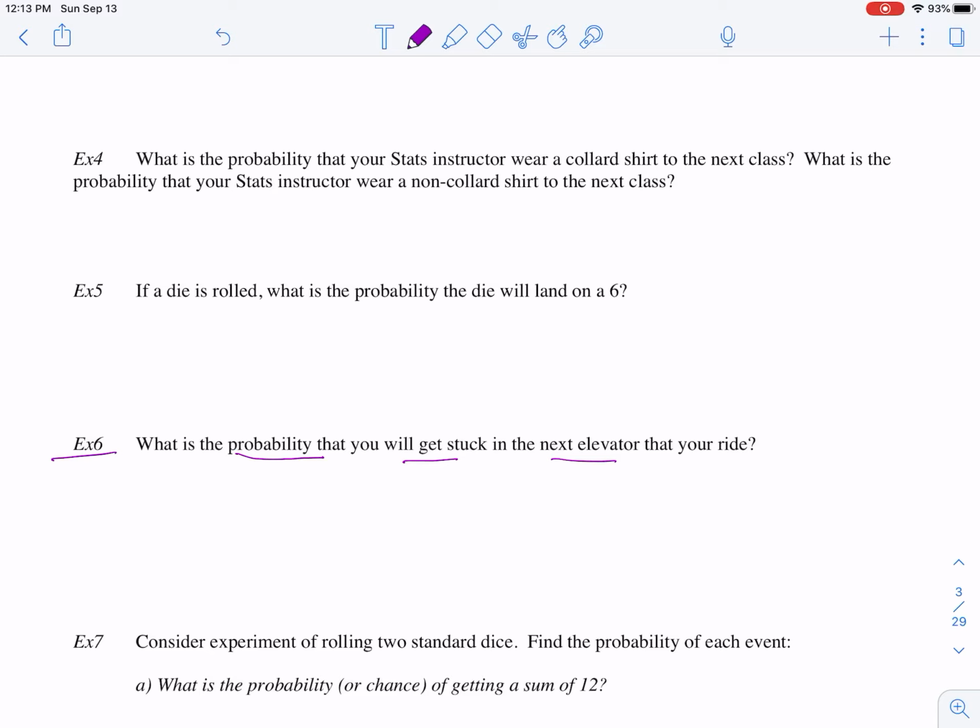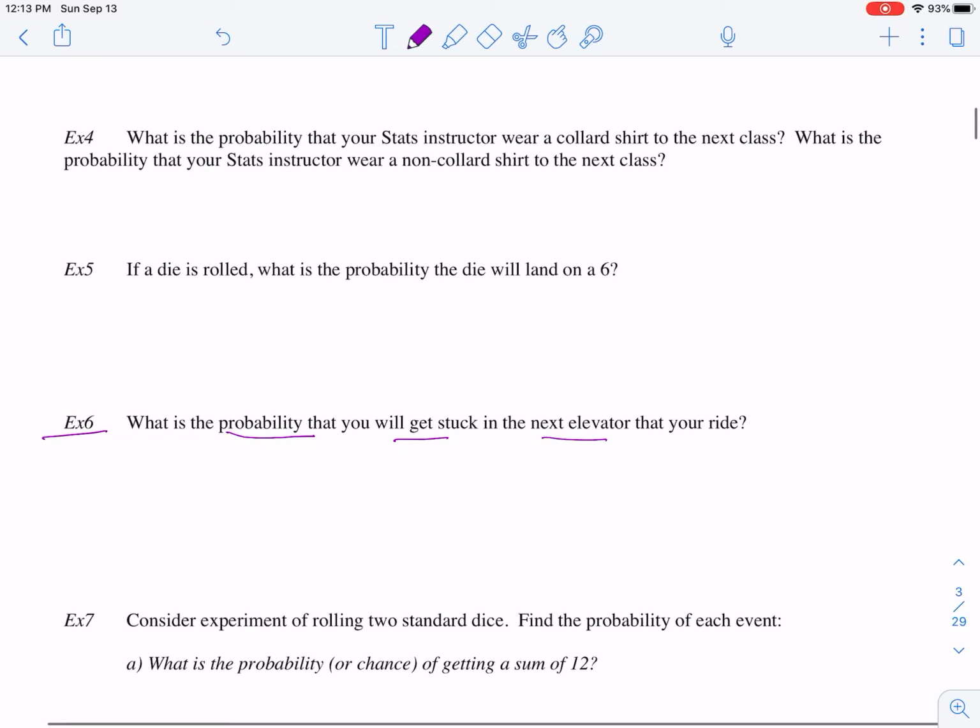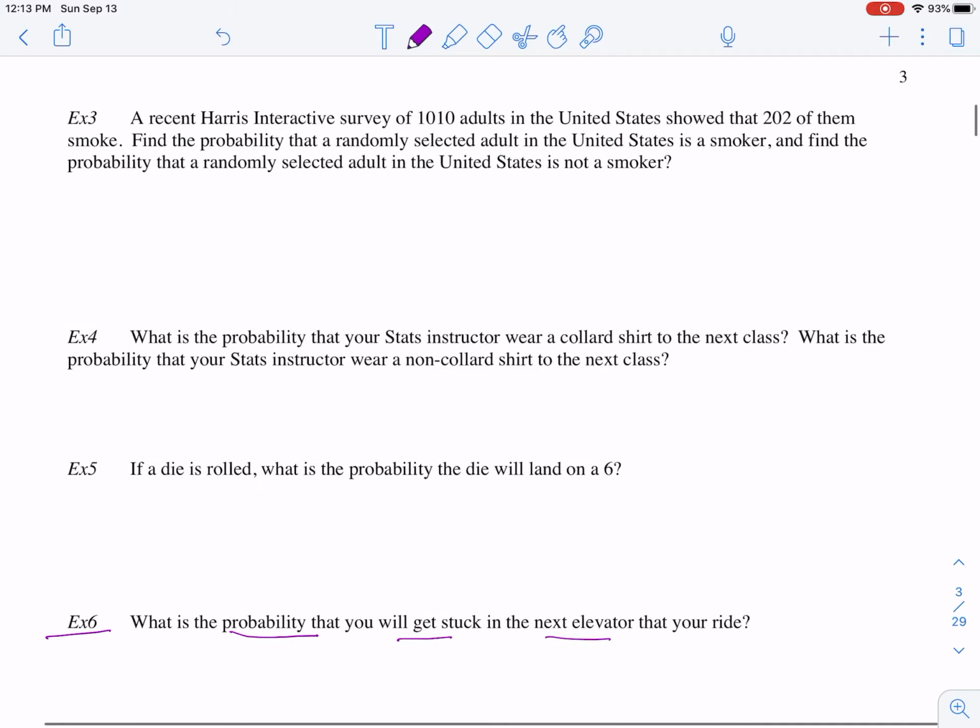If you happen to get stuck quite often in elevators, you're going to guess your chance is high, but elevators now are pretty safe. Whereas someone who has never gotten stuck in an elevator might say, okay, my chance of getting stuck in the next elevator I ride would probably be like 1%, right? Not even close. So that's just subjective, right? Everyone has different personal experience to make a guess or a prediction on what the probability would be.